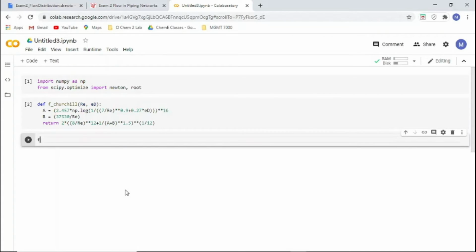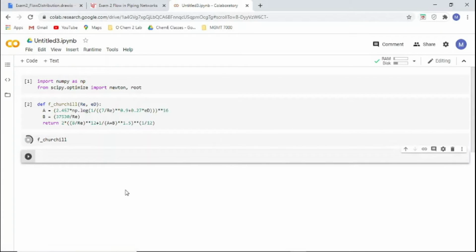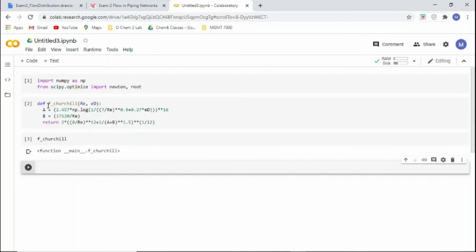If I type F Churchill and shift enter, it should tell me that this is a function, which it does, because we defined this variable to be this function. Next we're going to define some variables that we're going to need.